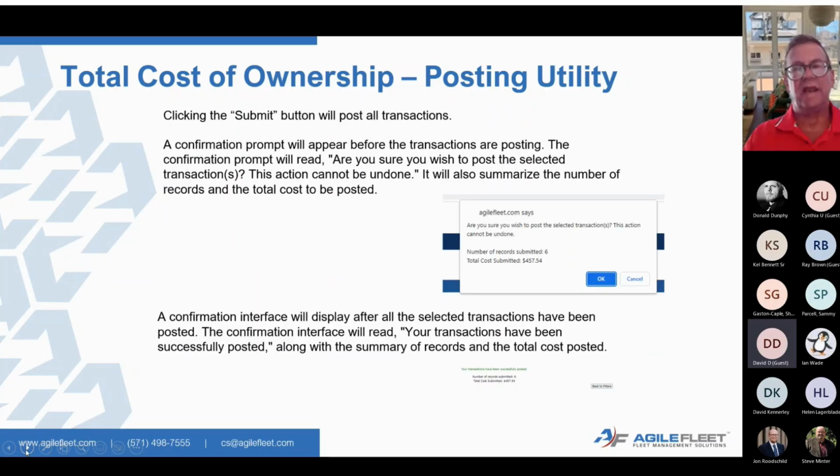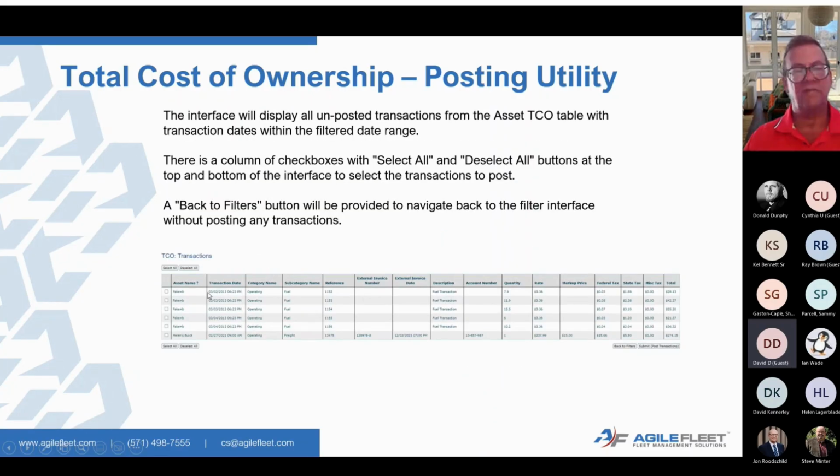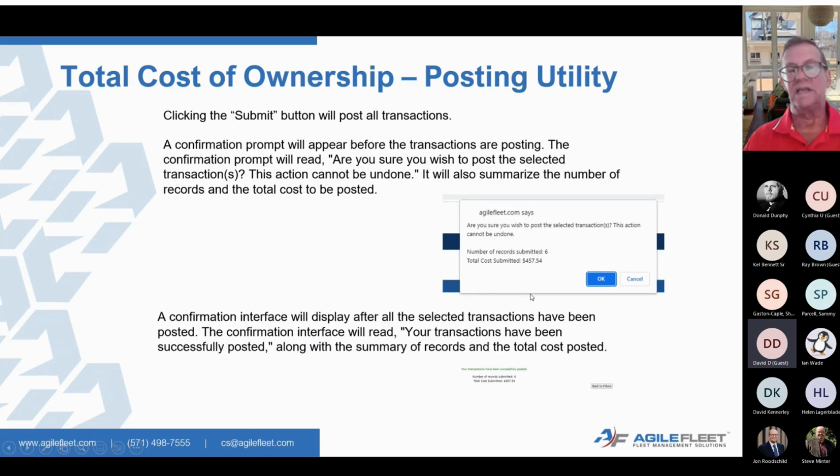And then, again, as you get into this, the system is giving you prompts for the selections that you picked. So if you look at the activity here, if we selected all the transactions, it basically says, hey, you picked 6 records and there's $457.54. Do you really want to post these? And you can click OK, or you can click cancel. If you click cancel, nothing happens. If you click OK, it goes off and it basically will post your transactions.